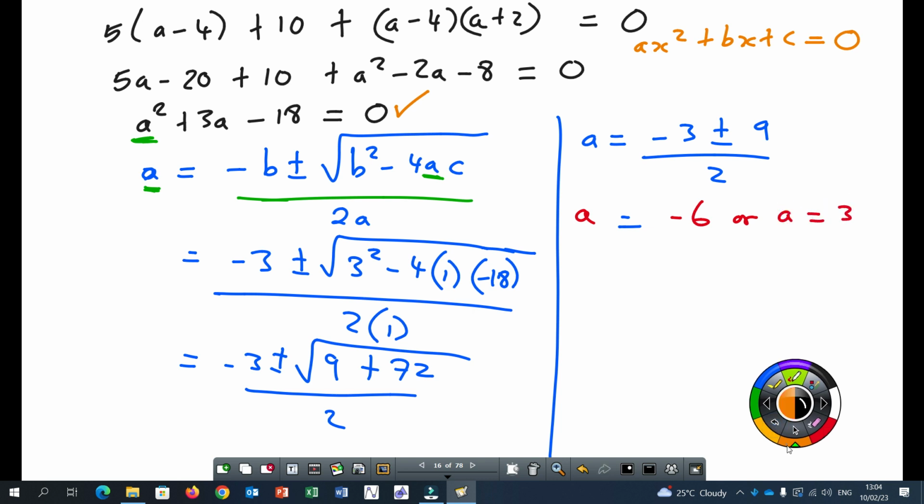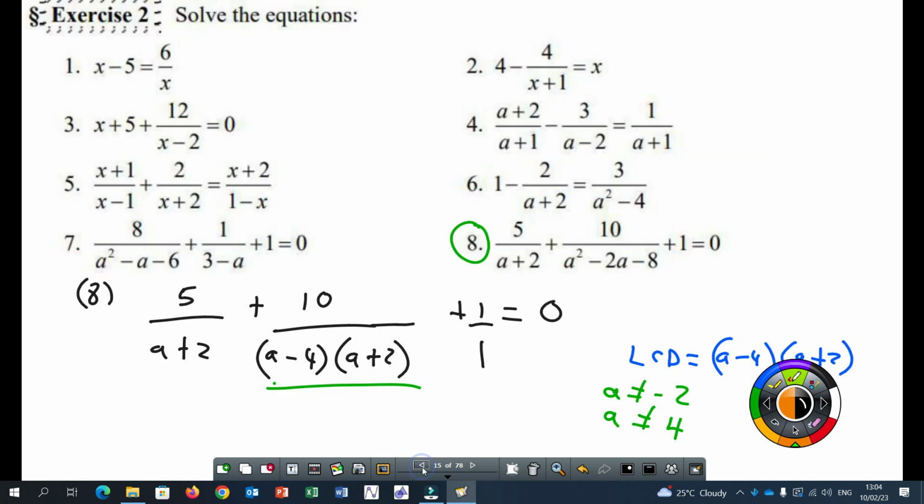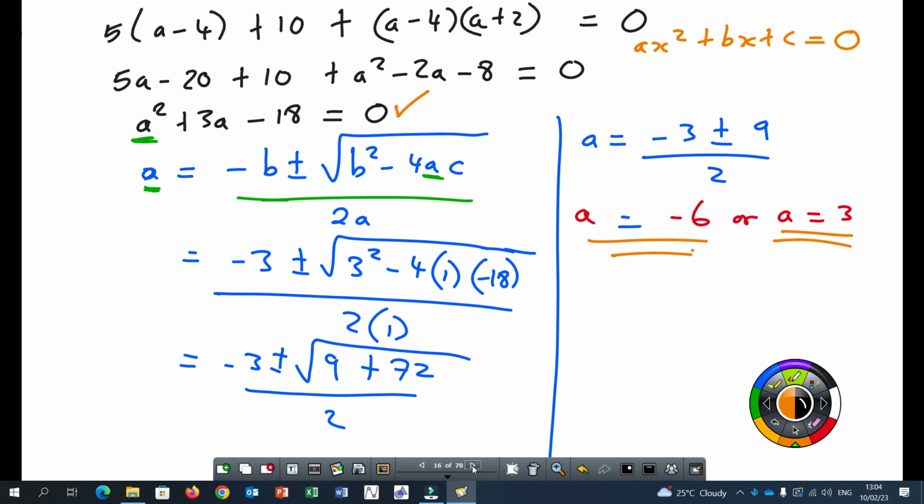Alright? Now the good thing is, can I have your attention? None of these two answers are part of our restriction, which means both solutions are valid. Our restrictions are here. None of them are equal to -6 or what? Positive 3. Are you following?